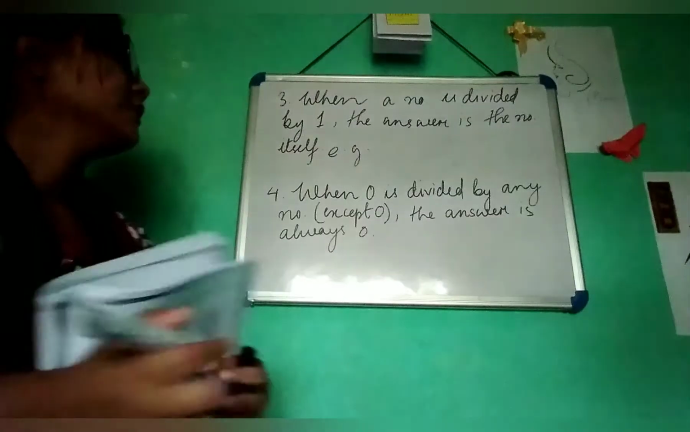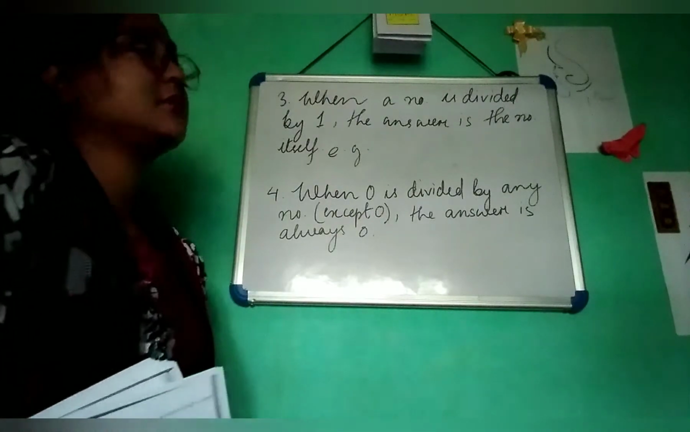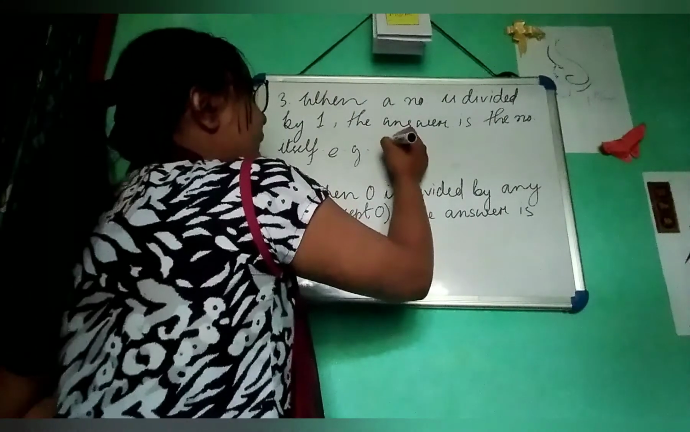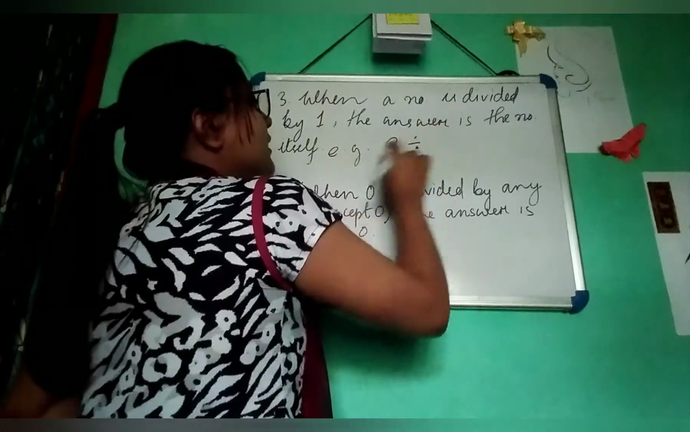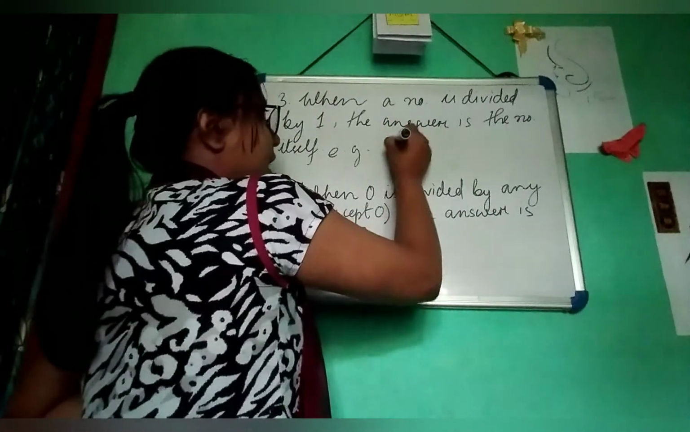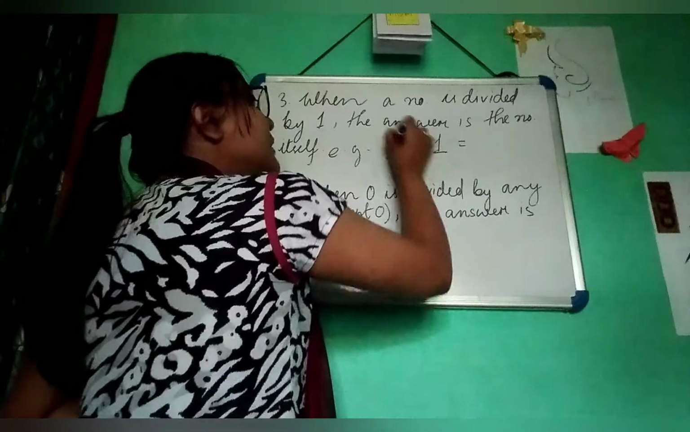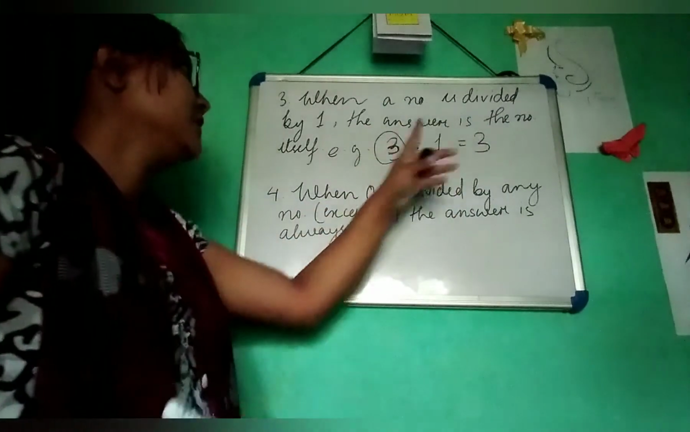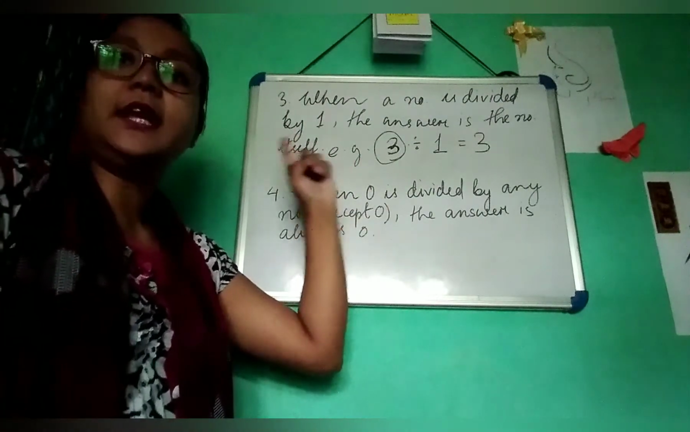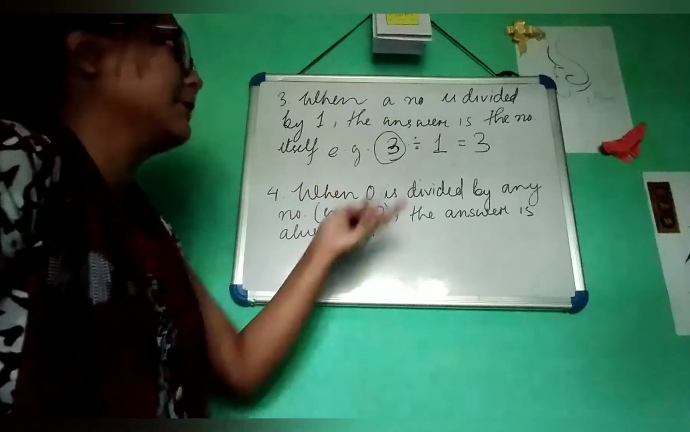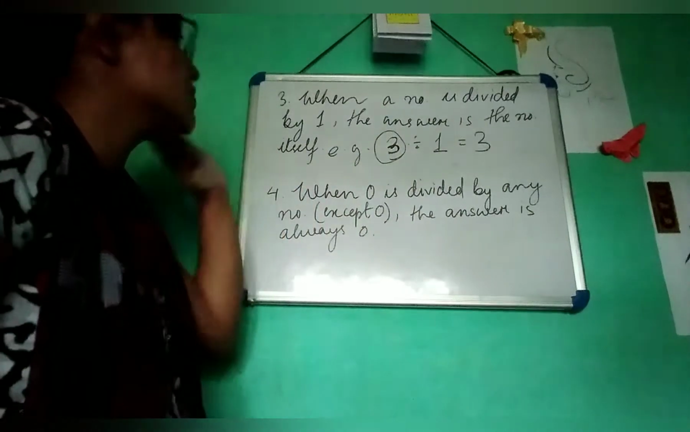Let's go to the third property: when a number is divided by 1, the answer is the number itself. Very simple. Whatever answer you get will be the number itself. 3 divided by 1 is 3, 5 divided by 1 is 5. Similarly, in multiplication, when you multiply a number with 1, you get the number itself. In division also it is the same.